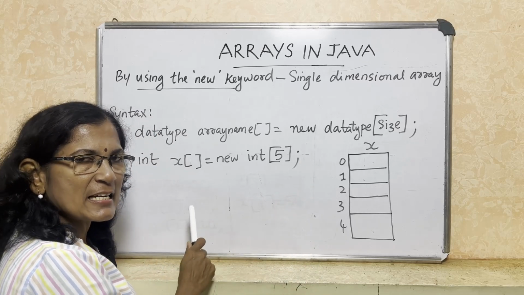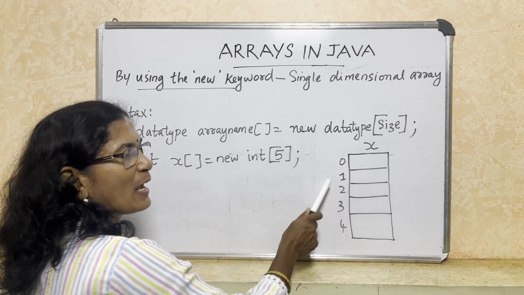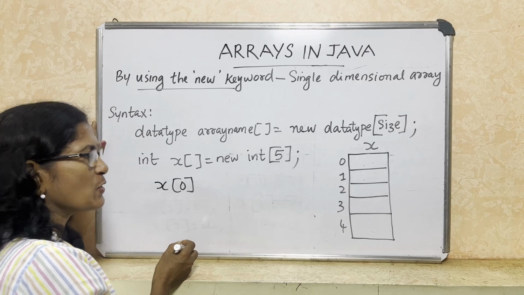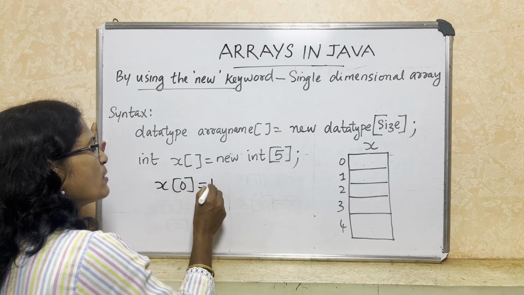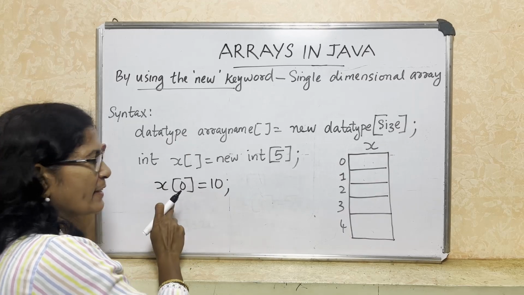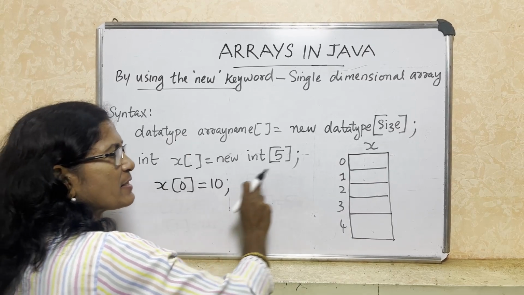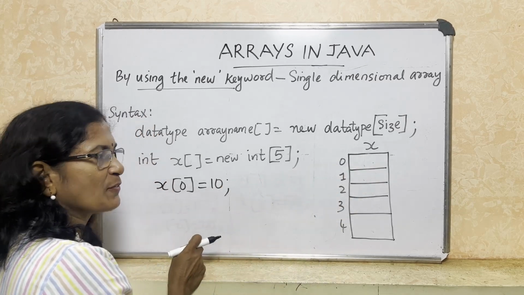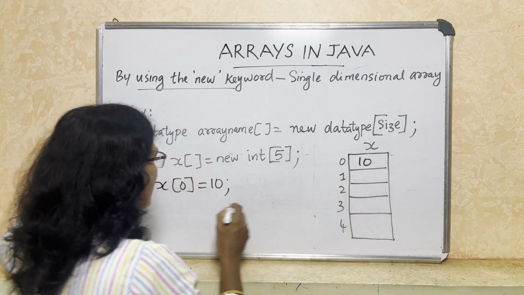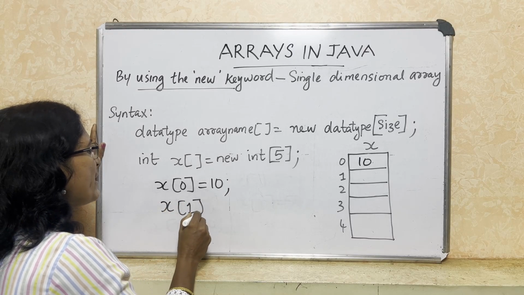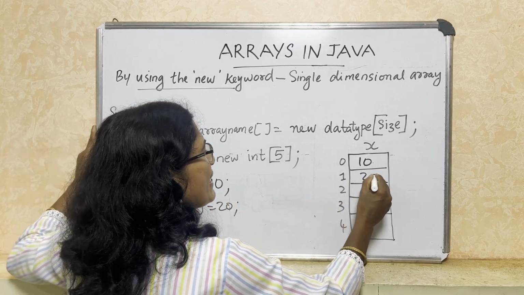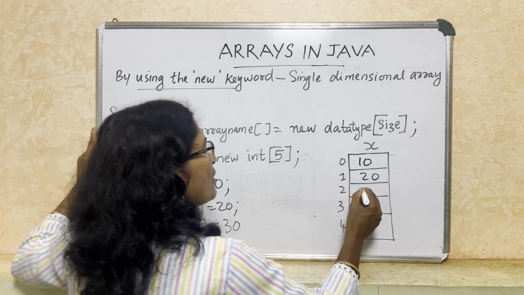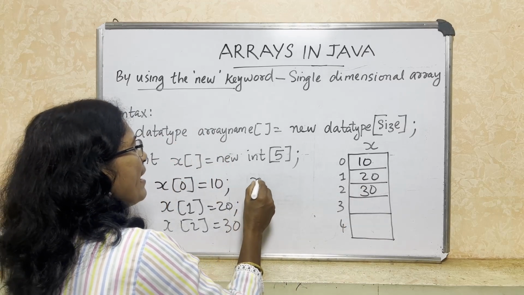Either you can use single statements like x of 0 is equal to a value, x of 1 is equal to another value. Single assignment statements can be used to assign values to it. x of 0 is equal to say 10. So the storage location which is identified with the index number 0 in the array x, x of 0 refers to the first storage location of the array, will be assigned the value 10. x of 1 is equal to the next value, say 20. 20 is assigned here. x of 2 is equal to the third value. The third value is assigned in the third storage location.